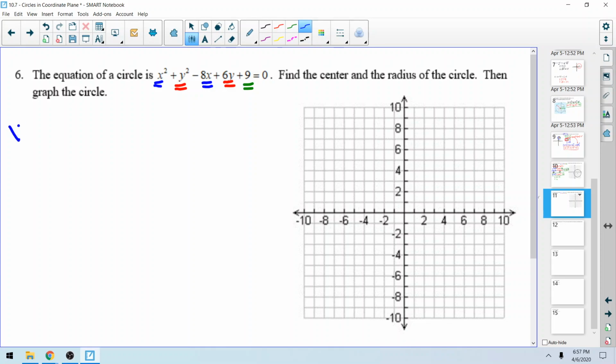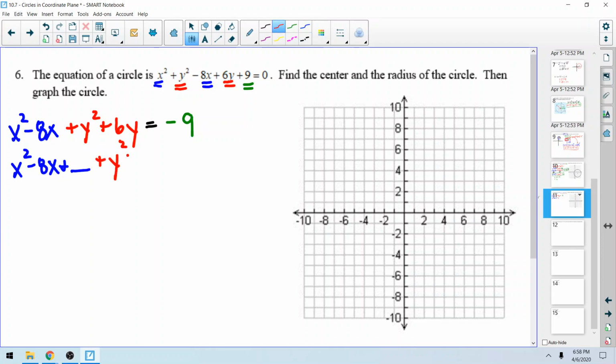Do you remember what we do? Grouping. X squared minus 8x plus y squared plus 6y equals negative 9, because you got to subtract them over. Add your blanks. X squared minus 8x plus blank plus y squared plus 6y plus blank equals negative 9 plus blank plus blank.